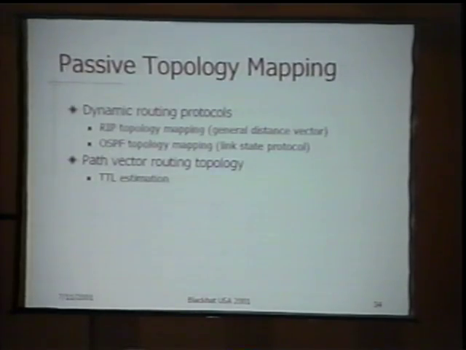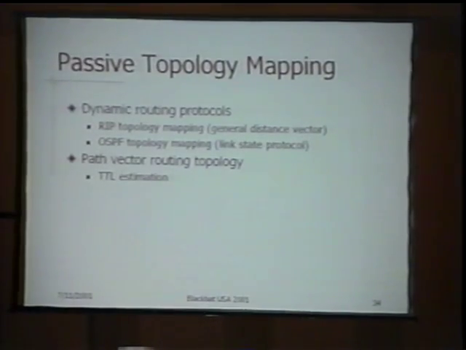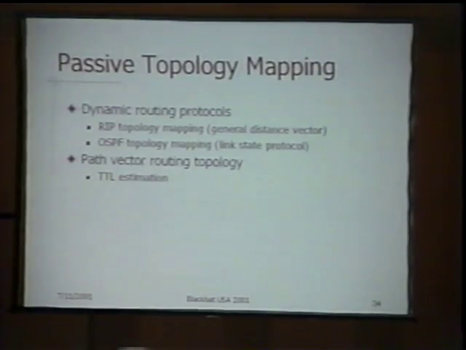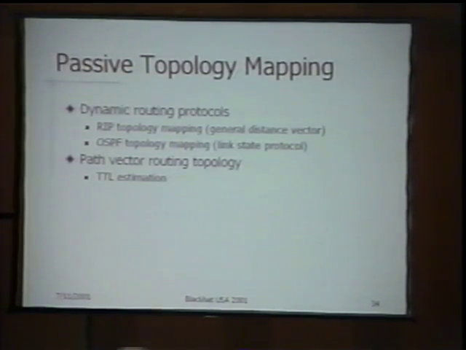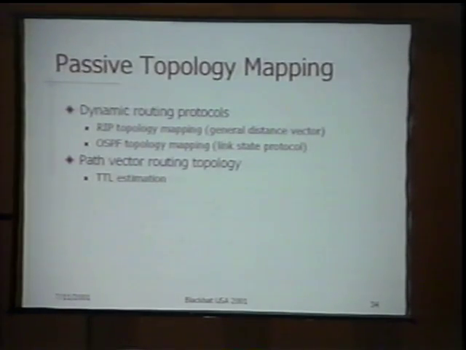And we also perform passive topology mapping in a way that active completely falls short. And we do this by monitoring dynamic routing protocols. We monitor the Routing Information Protocol, which is a general distance vector protocol. And we monitor Open Shortest Path First, which is a link state protocol. And OSPF is really easy for us to do, but we'll get into that a little later. We are also able to estimate how the network is laid out by performing TTL estimation, and we just call this path vector routing topology.